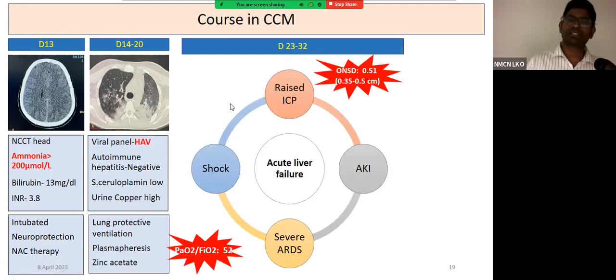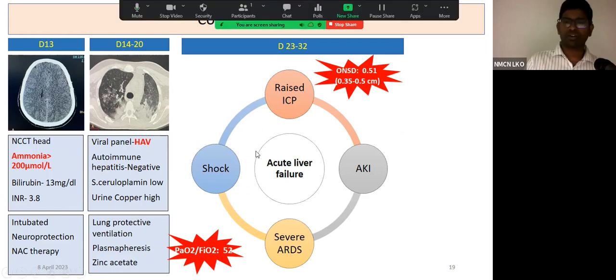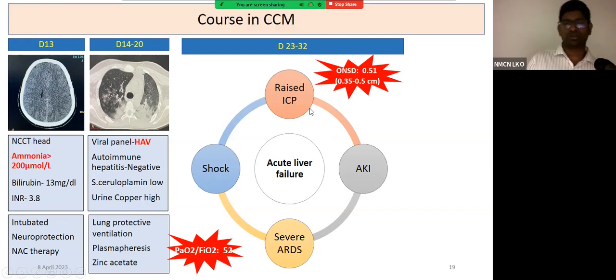And here you can see the series of organ involvement, and each one aggravates the other, creating a vicious cycle, which is worse than it looks. Let me explain. On the background of this acute liver failure, the patient already had raised ICP with raised optic nerve sheath diameter, and gradual worsening of oxygenation, with severe hypoxemia with a PaO2/FiO2 ratio of 52. Apart from that, the patient also developed shock and acute kidney injury. Both of these conditions will worsen the cerebral edema and severe ARDS.